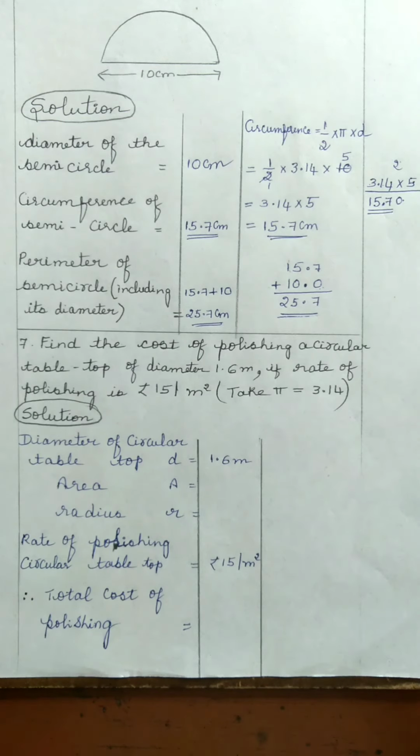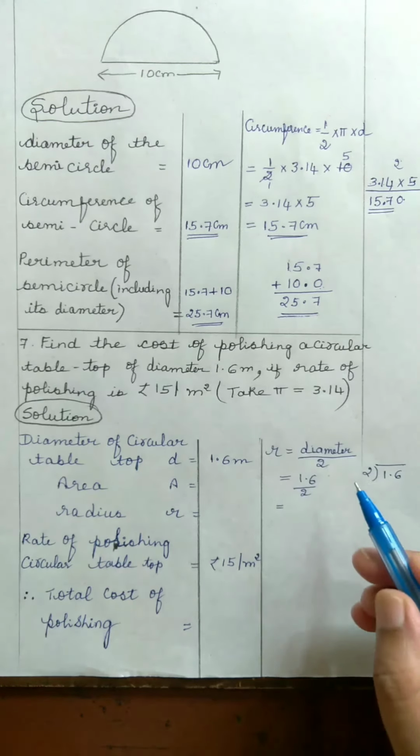So in the problem, they have given the values of the diameter and the cost of polishing a circular tabletop, that is rupees 15 per meter square. First, we will calculate the area in the beginning. To calculate the area, the formula is pi r square. We need the value of the radius, but in the problem the diameter is given. So using the diameter, we can calculate the radius: radius is equal to diameter by 2. Therefore 1.6 by 2.